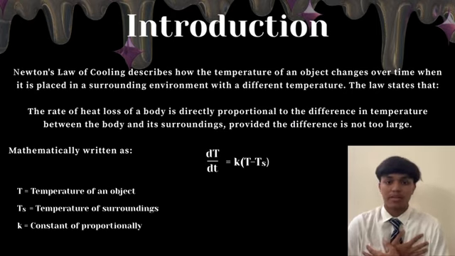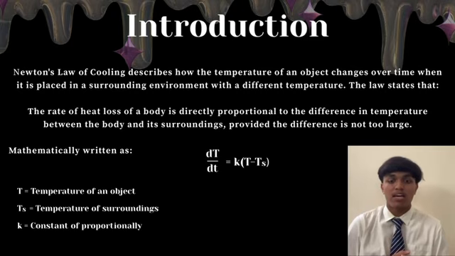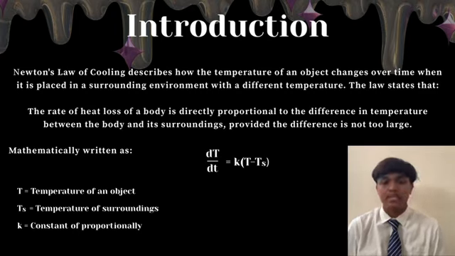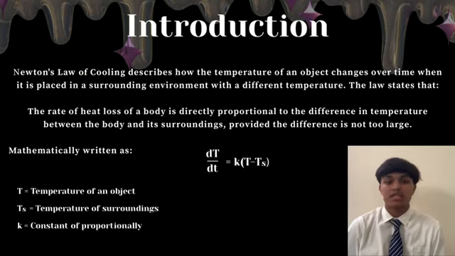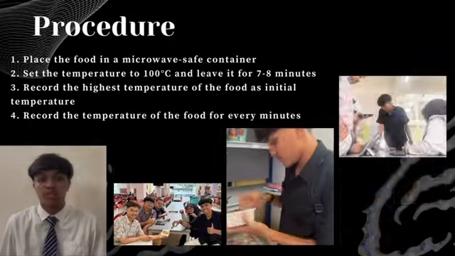For our experiment, we use a meatball as our object and heat it up in a microwave for about 10 minutes. The law also states that the rate of heat loss is directly proportional to the difference in temperature between the object and its surrounding, mathematically written as dT/dt = k(T - Ts), where capital T stands for the temperature of the object, Ts stands for the temperature of the surrounding, and k stands for the constant of proportionality.